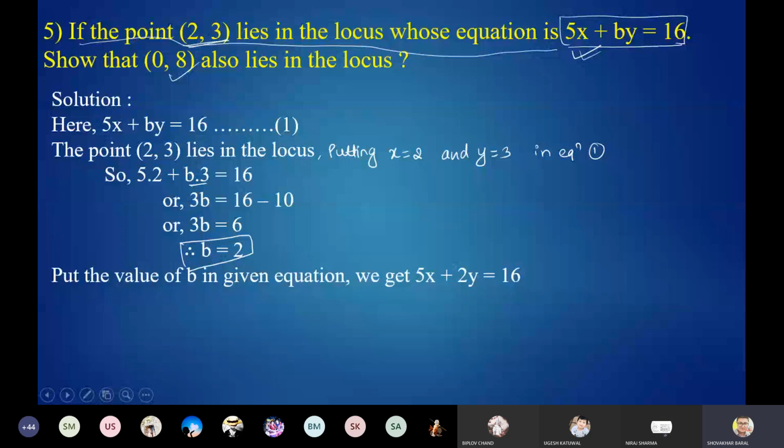So put the value of b in the given equation. In equation 1, we get 5x plus 2y is equals to 16.